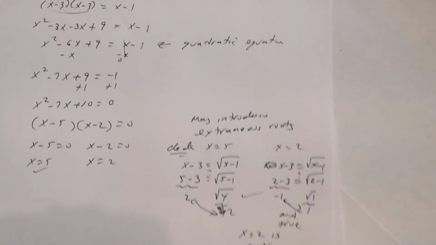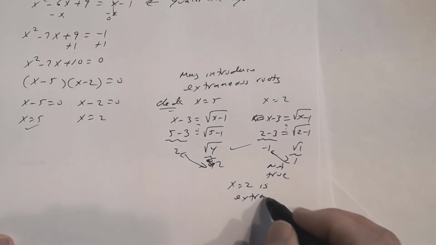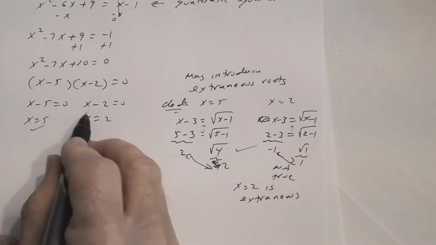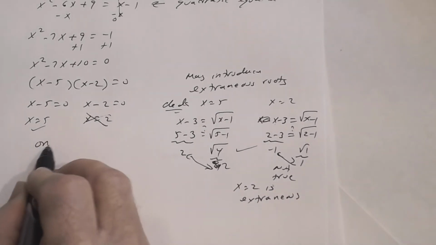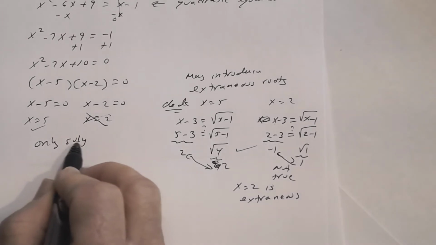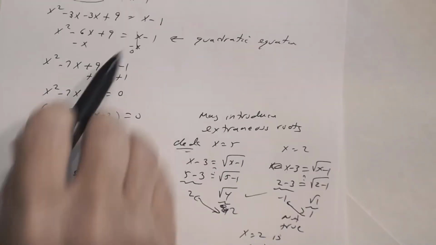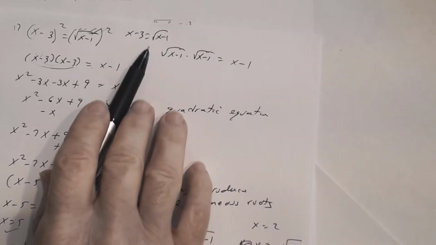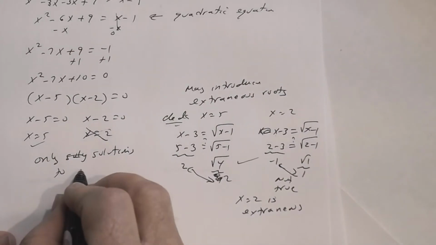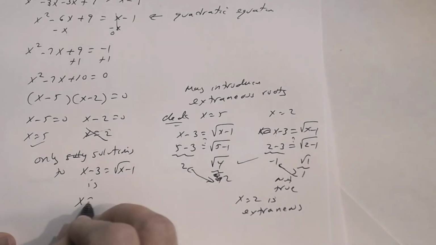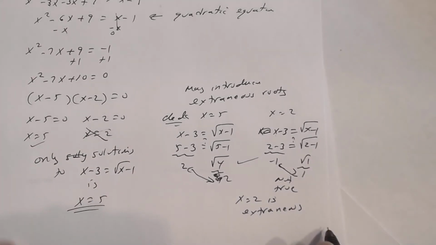So it's a false solution. Extraneous is a false solution. So the only solution to the original problem, x minus 3 equals the square root of x minus 1, is x equals 5. Okay, so that was number 1. Let's look at number 2.